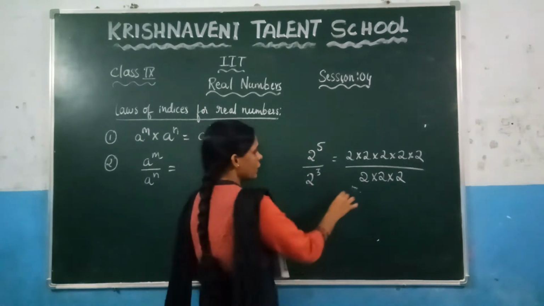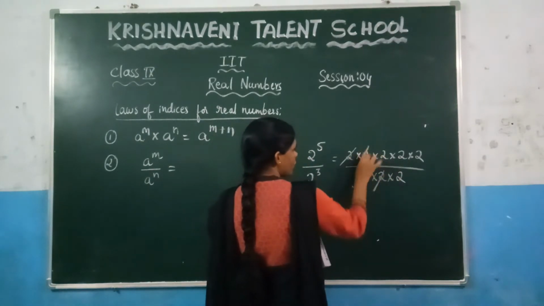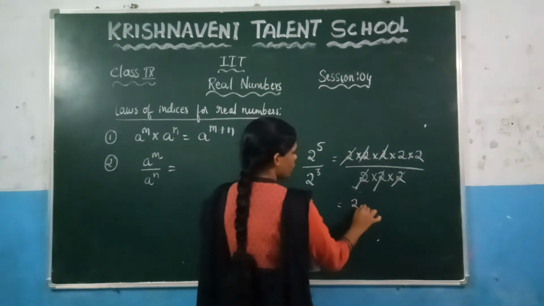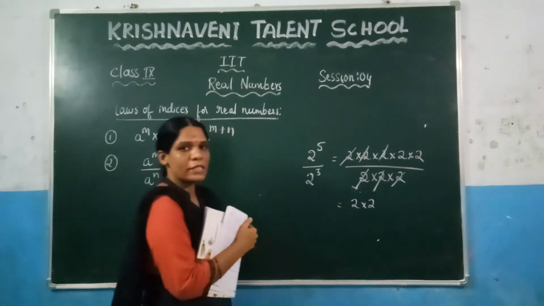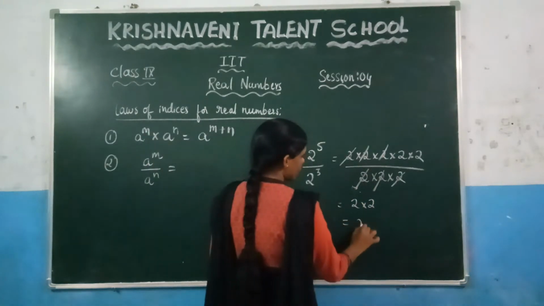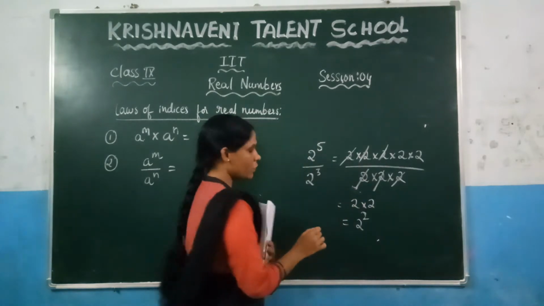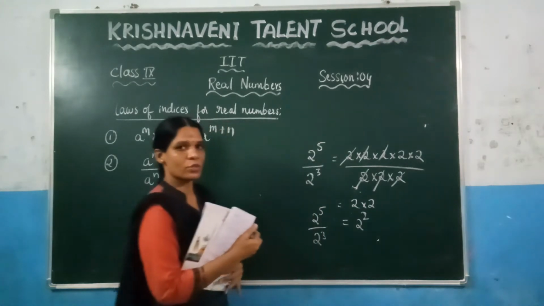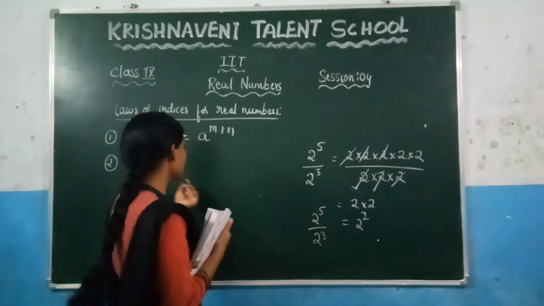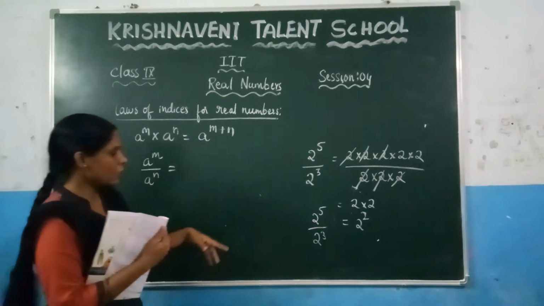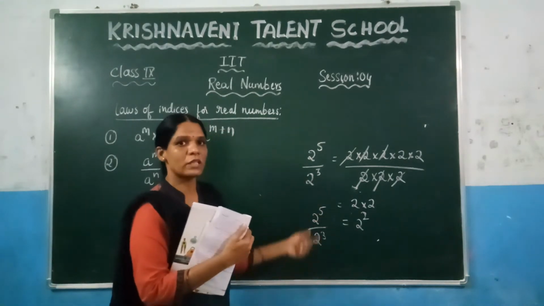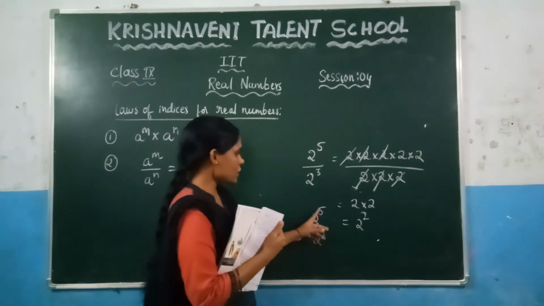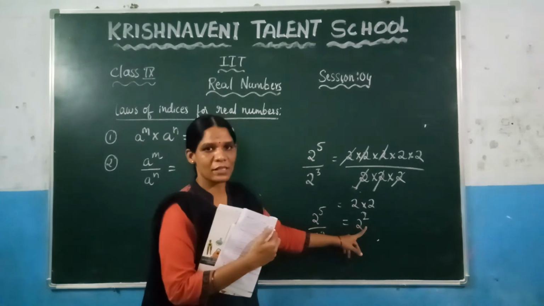Here you can observe that these 2s will get cancelled. And what is the number which is left out here? 2 into 2. How many times is 2 there? 2 times. You can write it as 2 square. So here we got 2 power 5 by 2 cube is equal to 2 square. Before, we added the powers. Here, what do we have to do to the powers so that we get the result as 2 square? You can observe that if you subtract these powers, you get the same number.